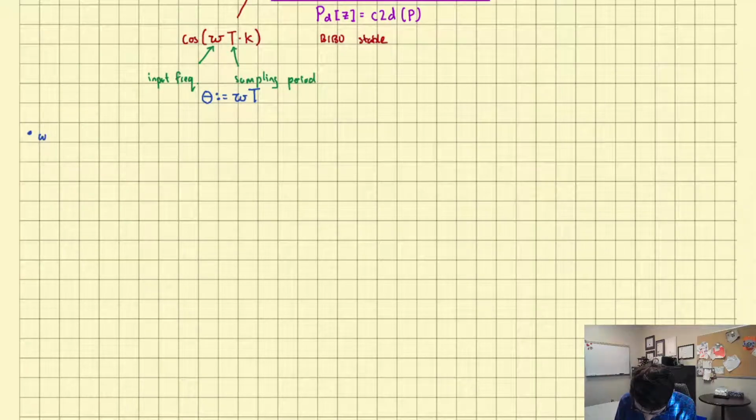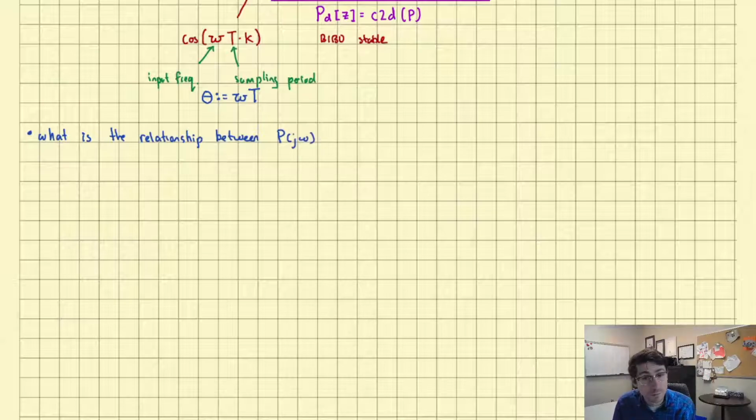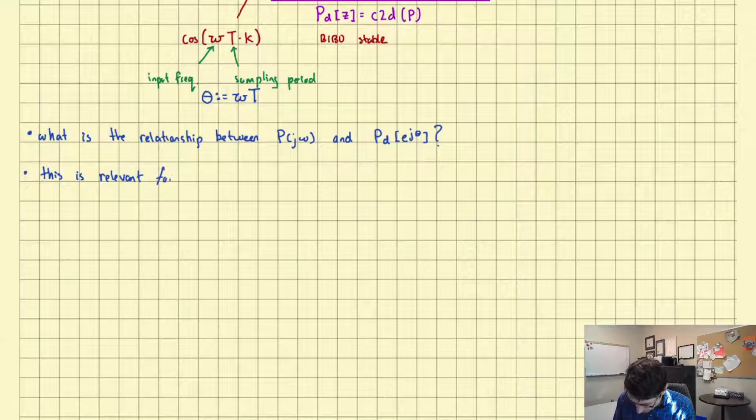is the relationship between the continuous time frequency response and the frequency response of its discretization. And of course, this is relevant for design in the frequency domain.